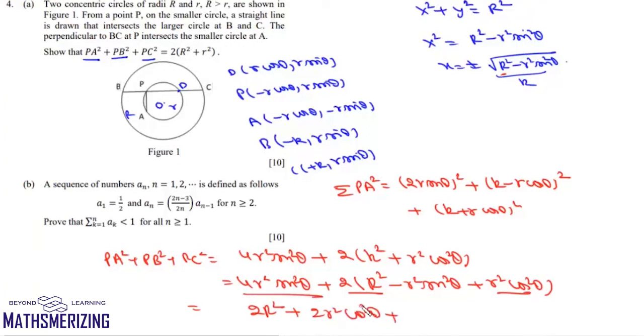Now here it is 4r square sin square theta minus 2r square sin square theta, so it will be 2r square sin square theta. Now cos square theta plus sin square theta will be 1. So it will be 2 times capital R square plus r square, and that is what we need to prove.